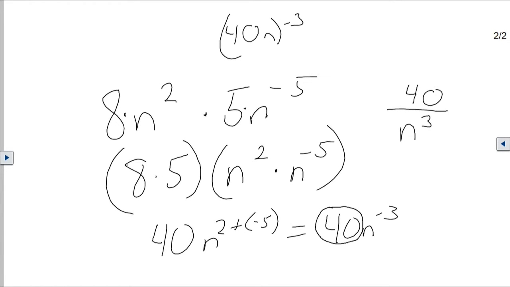Okay. So just to recap, we multiply together our coefficients. Okay. We follow our rule for multiplication of exponents by adding. And then in this case, we have a negative. We make that positive and drop it down to the denominator. Okay. Anything that doesn't have a negative exponent stays in that numerator. So we end up with 40 over n to the third power.